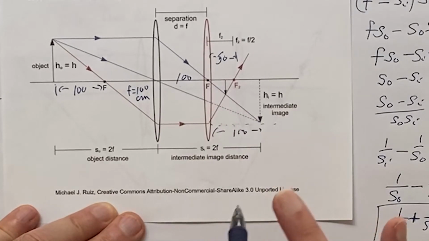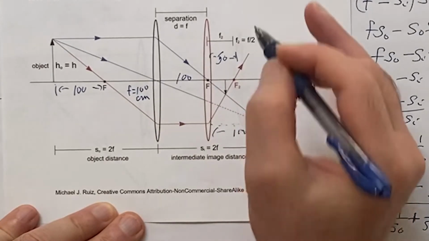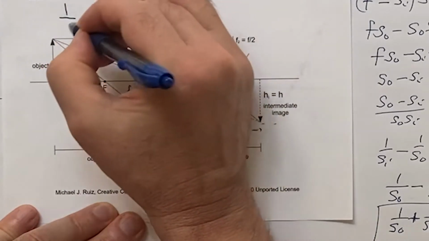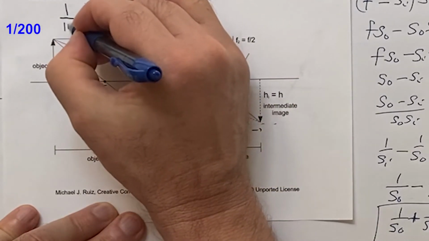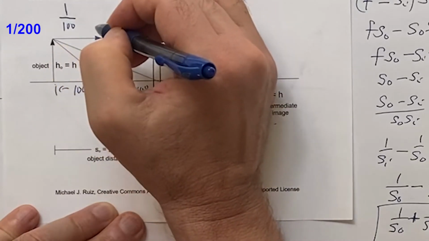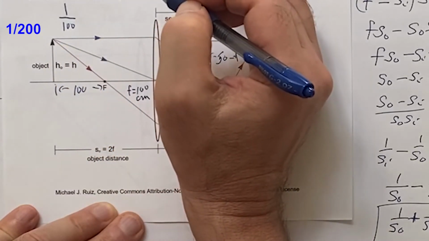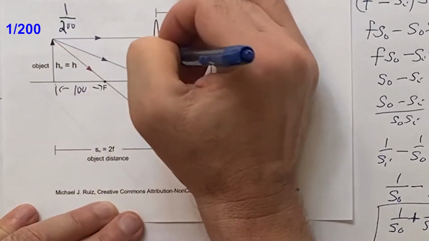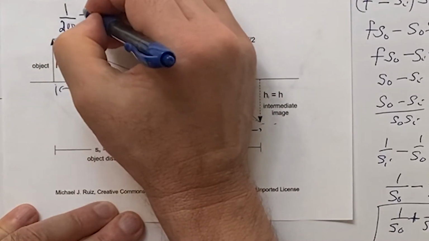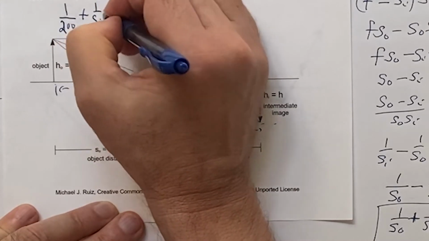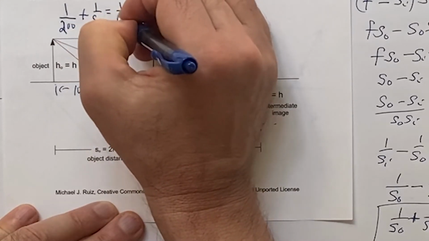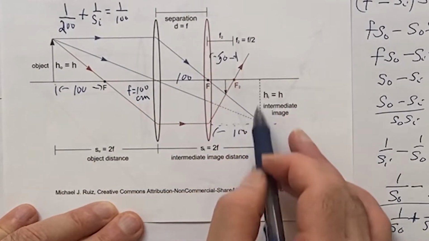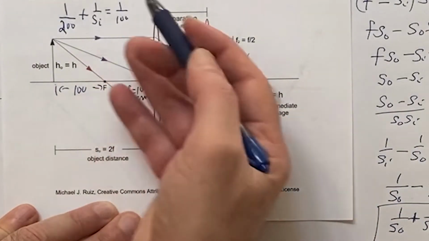So then we're going to use the formula. The formula is 1 over 200 plus 1 over SI equals 1 over 100, and you're going to get the result we got before. The image is going to be 200 on the other side, because we know where it is. We know it's 200. Let's go ahead and do the math.